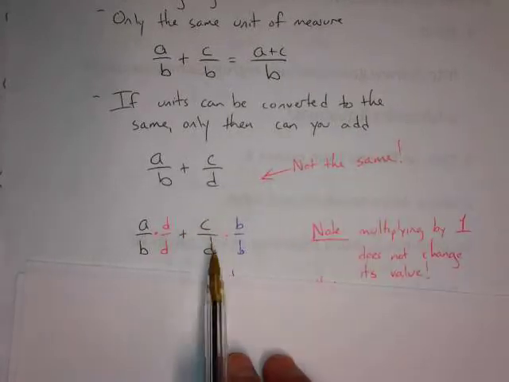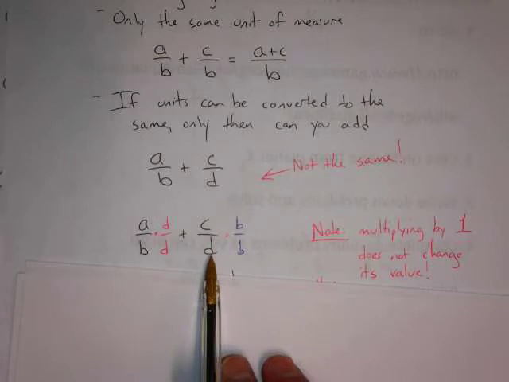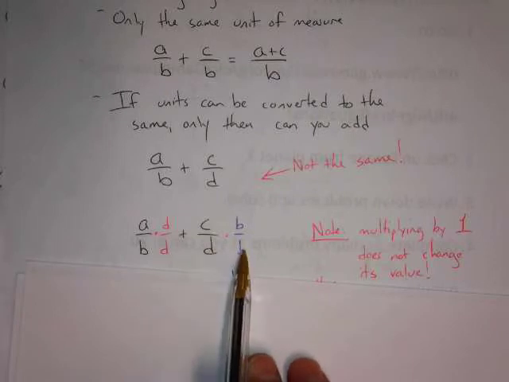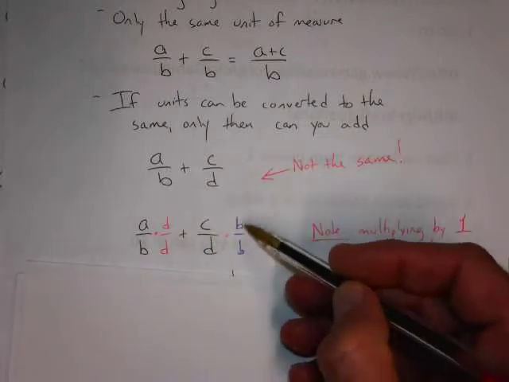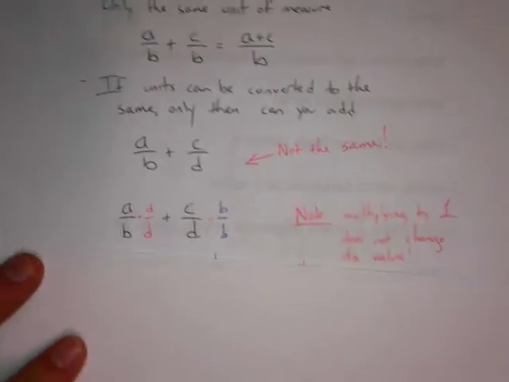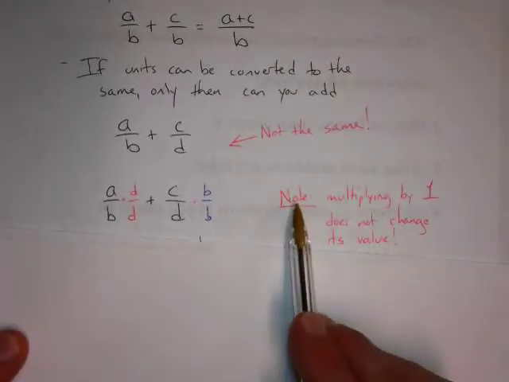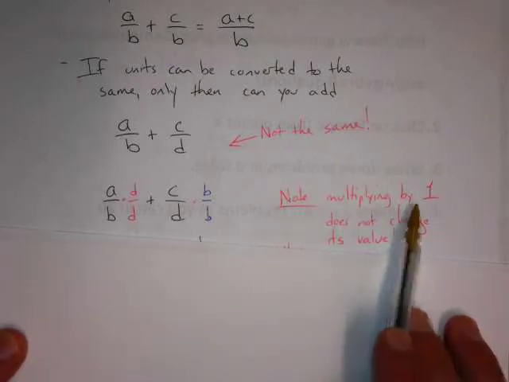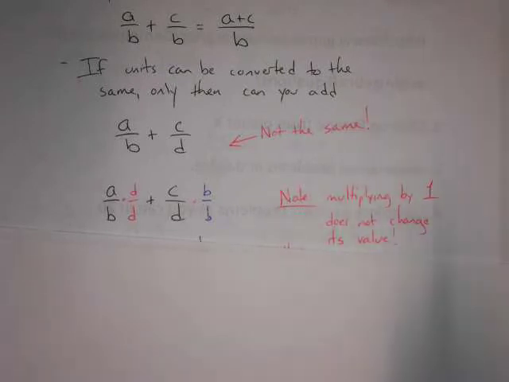If we're going to convert this unit of measure into a common unit of measure, which would be B over D or BD, we have to multiply it by B. And if we have to multiply the denominator by B, we multiply the numerator by B. Now, why do we have to multiply both the numerator and the denominator? Because of the note. Remember, multiplying something by 1 doesn't change its value.